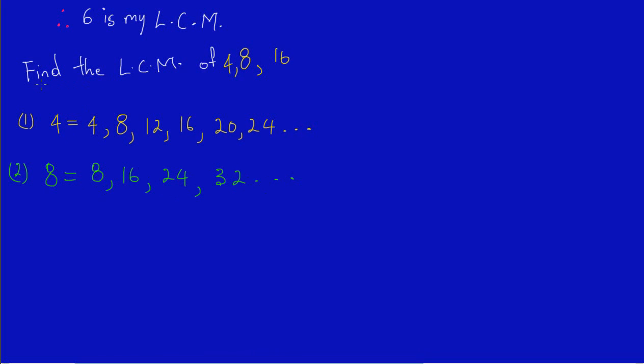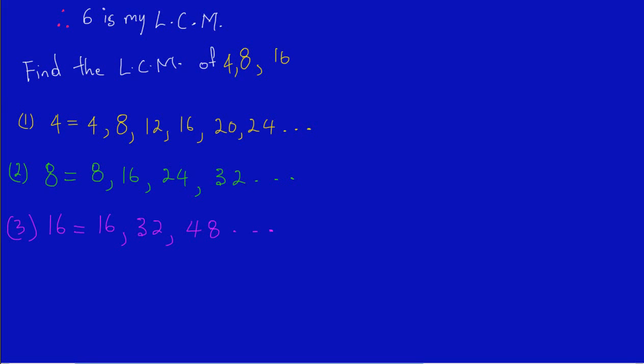Okay, and then last but not least, I am going to list my multiples of 16. So my multiples of 16 are 16, and the first one is that 16, then I would have a 32, and I would have a 48. Okay, and I'm going to put my 3 dots to suggest that I stop there.